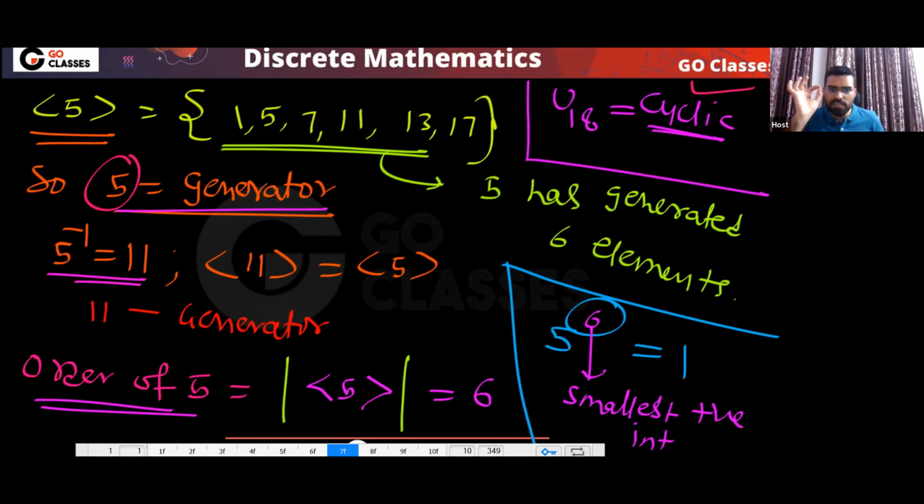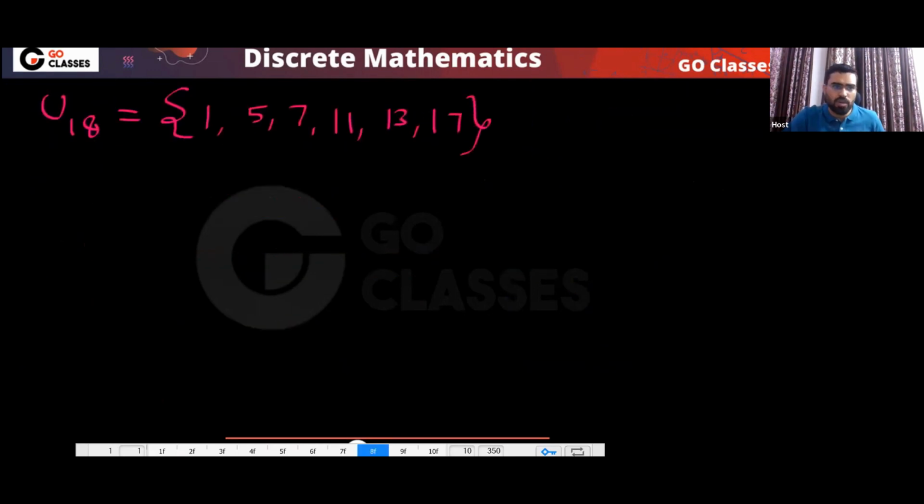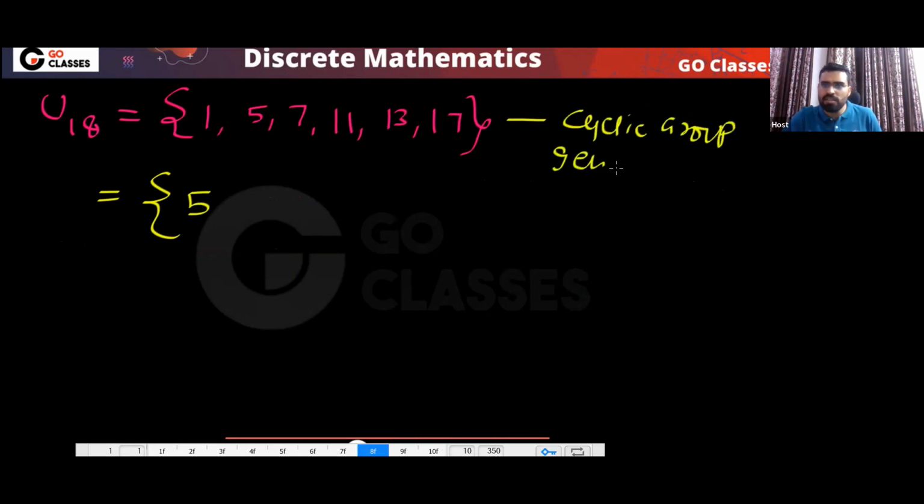And one interesting thing, remember this is a cyclic group. You know that U18 is a cyclic group. So I can say that this U18 is 1, 5, 7, 11, 13, and 17. Now you check, because 5 is a generator. So the same thing I can write like this, because this is a cyclic group, and the generator is 5, 11.